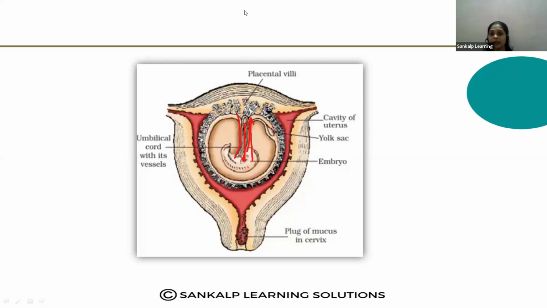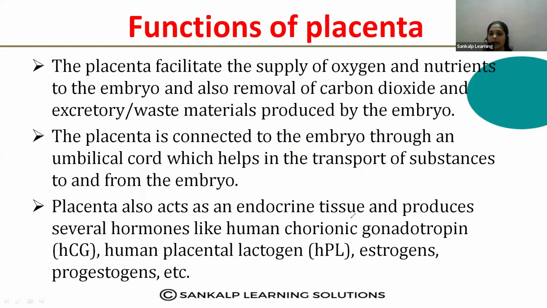And very important, note down this: placenta also acts as endocrine tissue. What do you mean by endocrine gland or endocrine tissue? Endocrine tissues means they secrete hormones. The placenta acts as an endocrine tissue because the placenta releases some hormones.